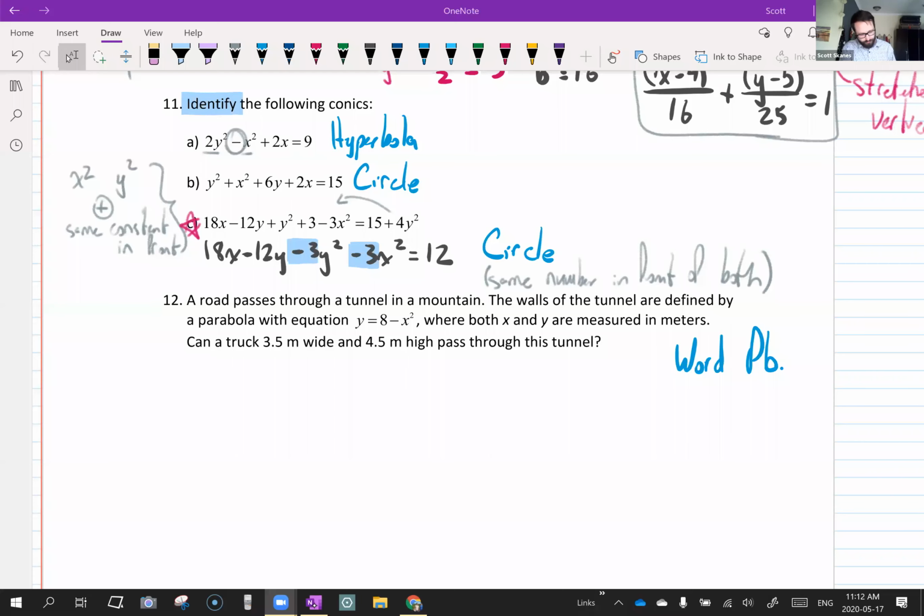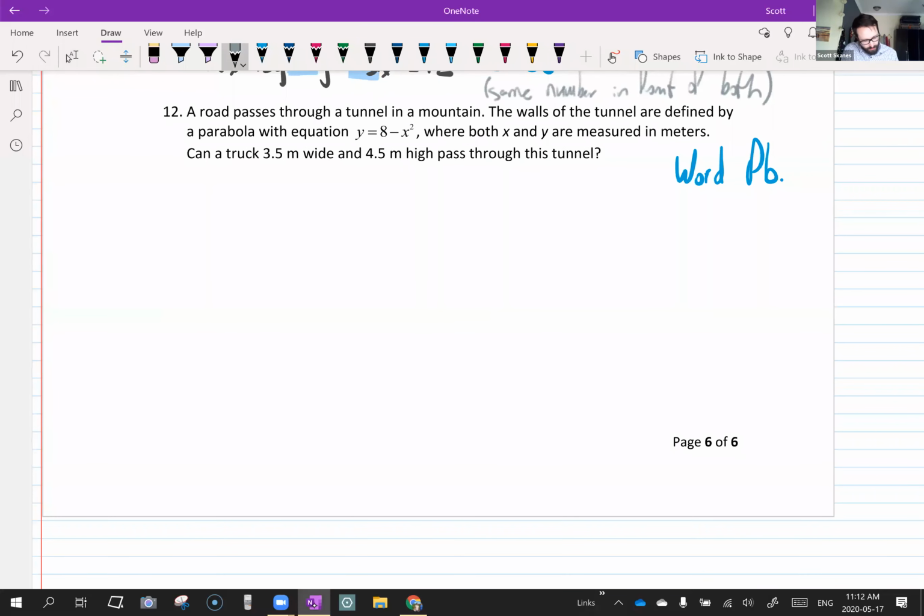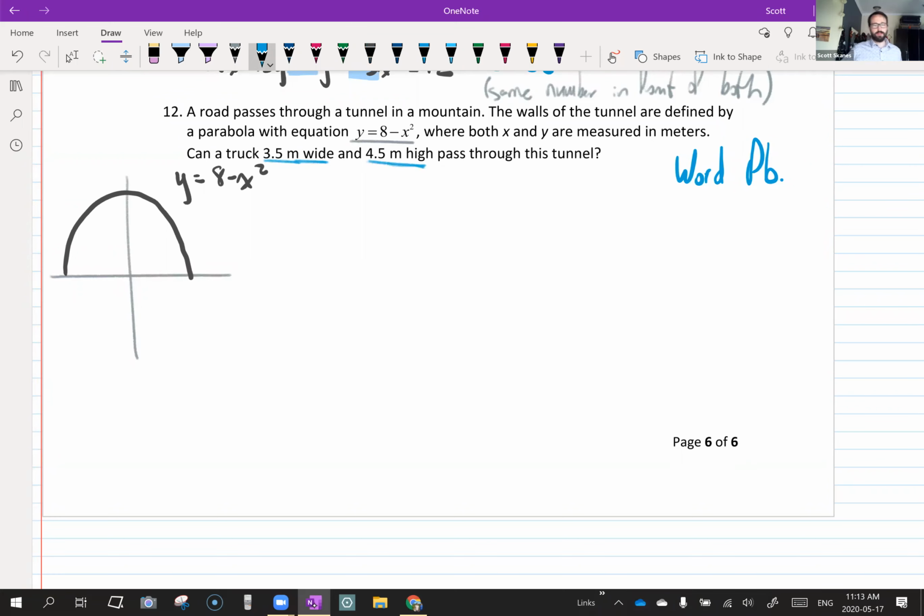Okay, let's get to some more interesting problems. A road passes through a tunnel in a mountain. The walls of the tunnel are defined by a parabola with this equation, where both x and y are measured in meters. Well, I can see that this is a negative x form. So the tunnel looks like this. More or less, it looks similar to this anyway. And the formula is y equals 8 minus x squared. And the question is, can a truck 3.5 meters wide and 4.5 meters high pass through this tunnel?